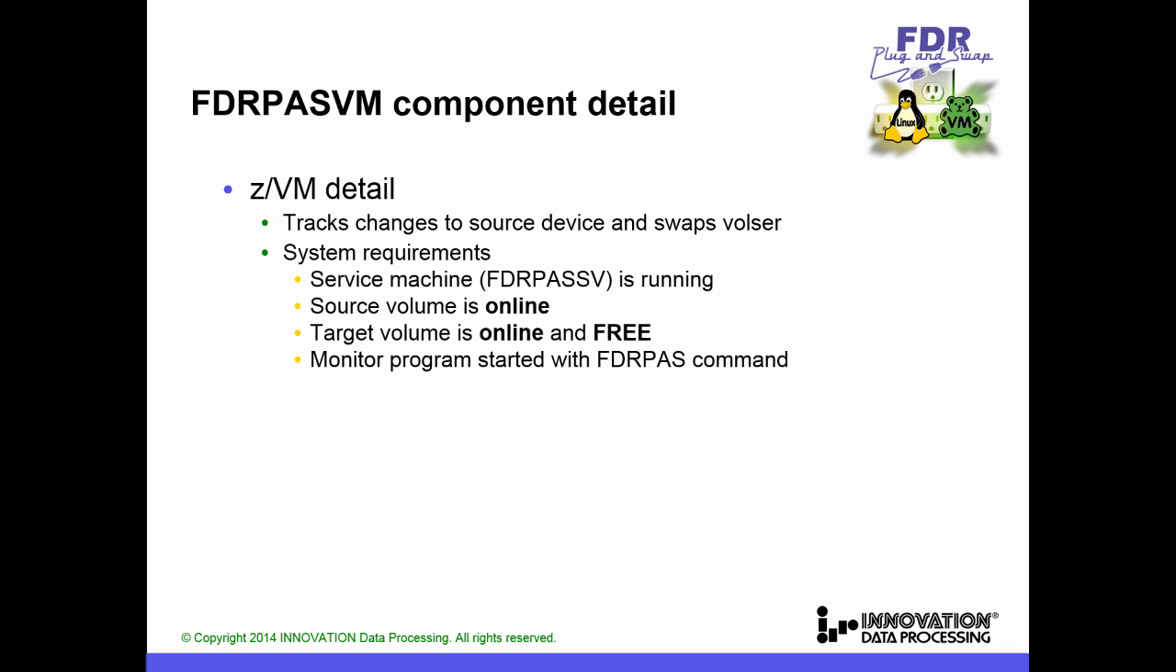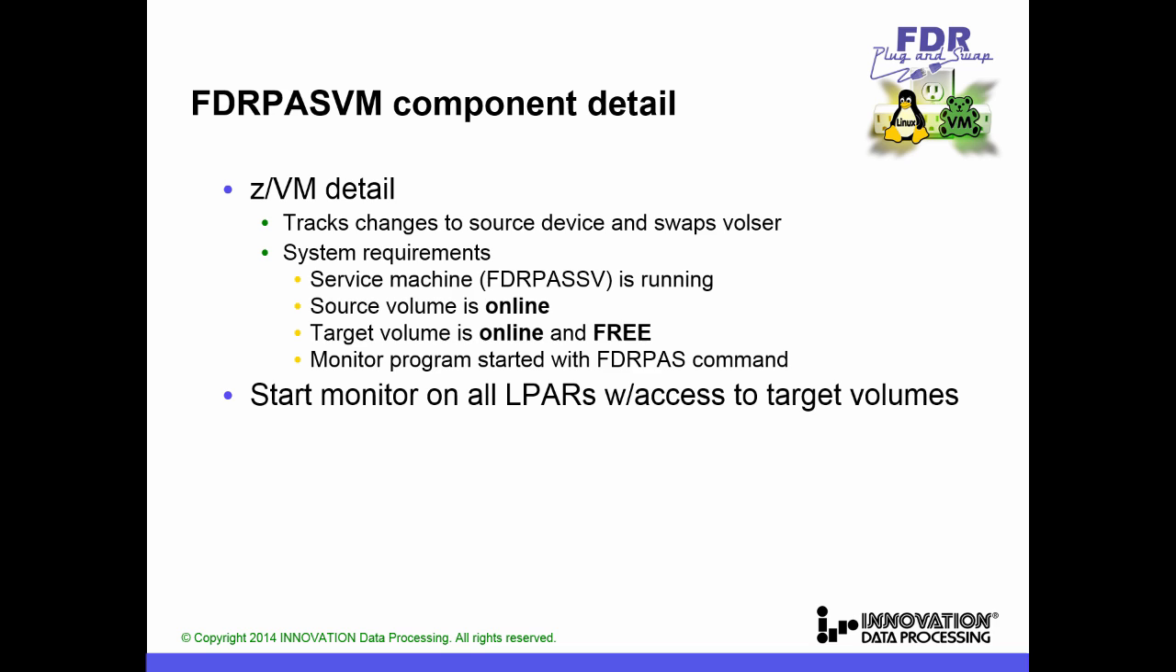All right, let's go into a little detail on the z/VM side. What are the requirements? Your service virtual machine is running FDRPAS SV. Your source volume must be online, of course, since it's being written to by the Linux virtual machine. The target volume must be online and free so that the service virtual machine can attach it to itself. Yes, question? It can also be dedicated. So it's online, but it can be dedicated, or it can be a full pack minidisk or attached, any of those. Okay, and then the monitor is started, and you also have to monitor the same source disk and target disk from other systems, other LPARs that also have access to that.